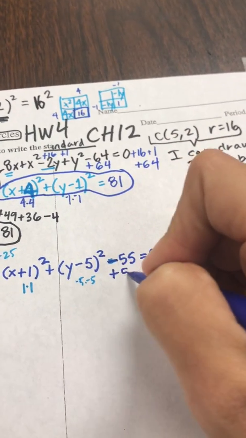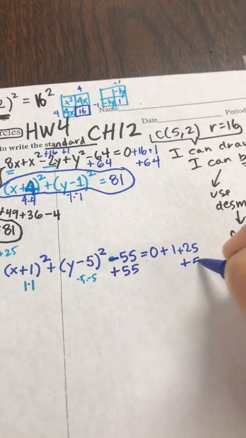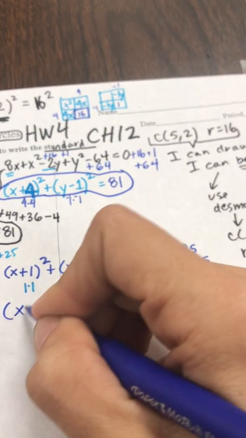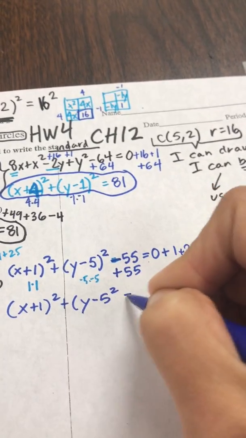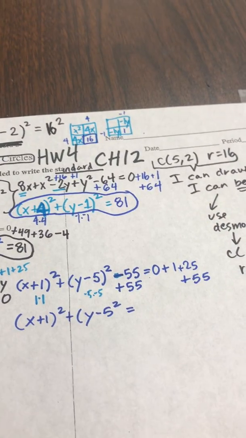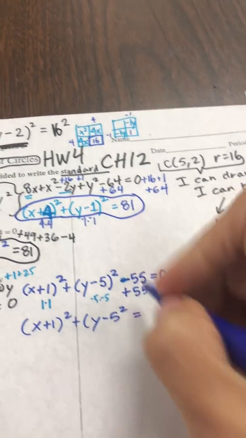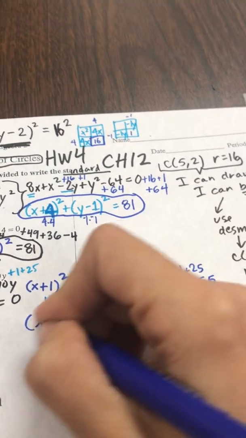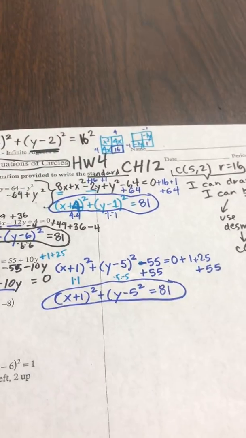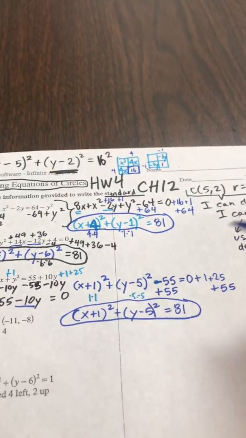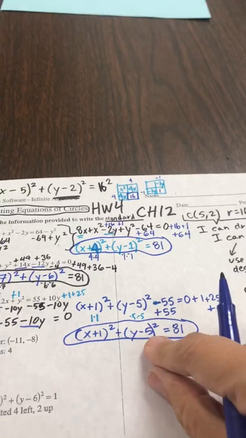And not to forget, this 55 I'm going to move back over here. Okay, so I have x plus 1, y minus 5. Ooh, 81. This is getting creepy. Okay, getting 81 a lot. That's fine, though. That's the radius squared. So that's in standard form.